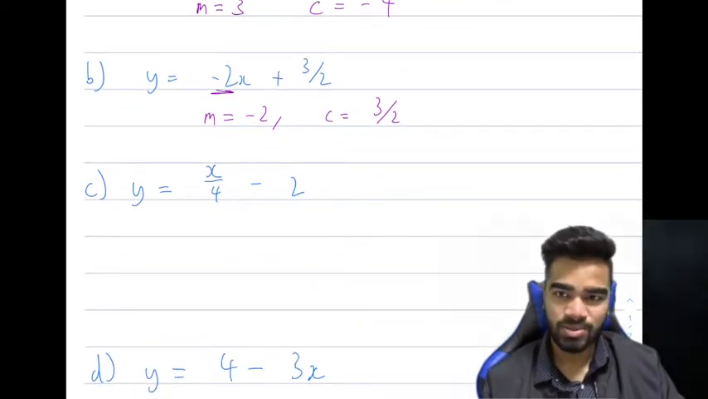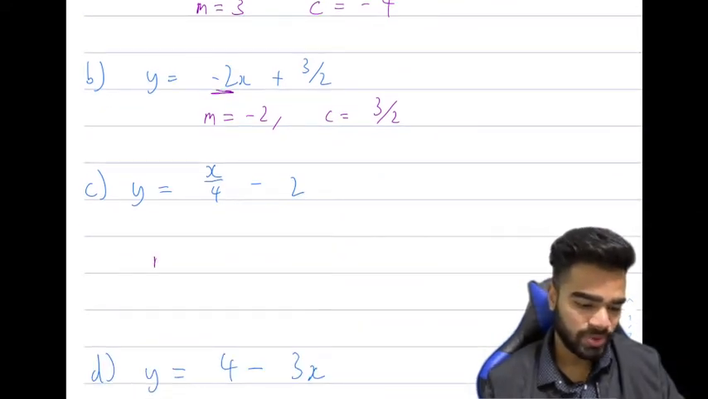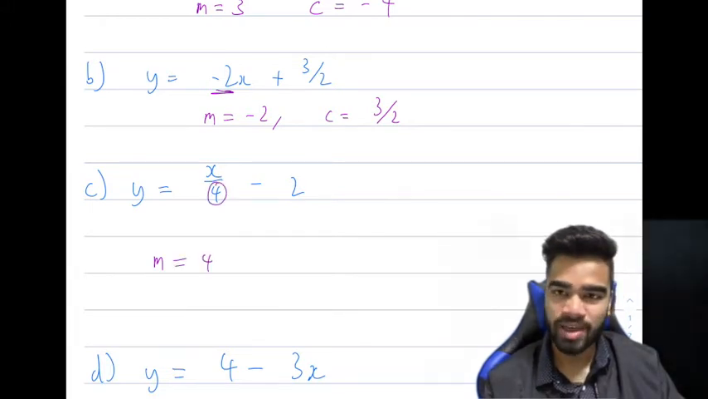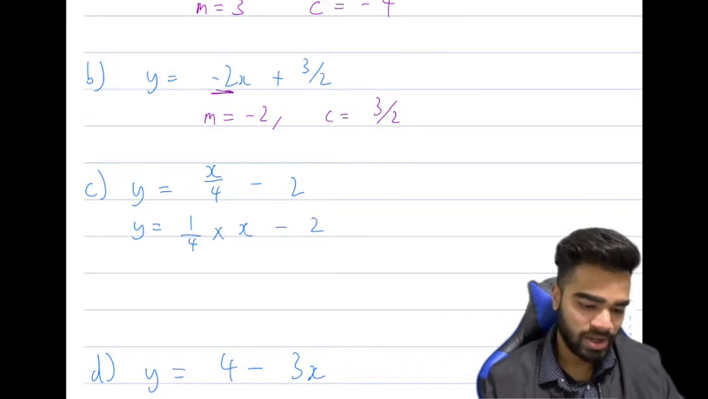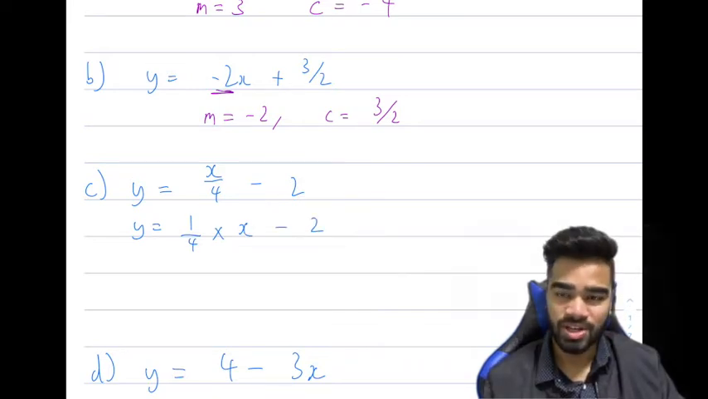Okay, what about this next question though? What do you think the gradient of this one is? Well, a lot of you might be tempted to say the gradient is just 4 because you see a 4 there, but that's not the whole story here. Let me rewrite this equation and show you what's happening. y is equal to 1/4 multiplied by x minus 2. So does that change your answer of what the gradient is?